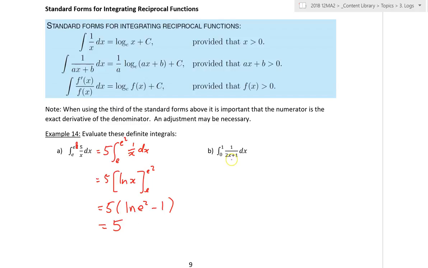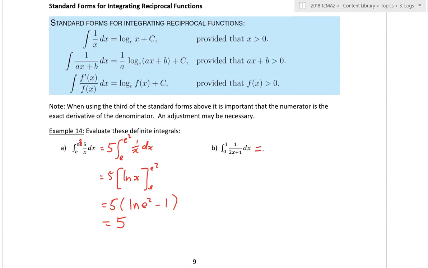Now, over here, I'm going to use this second of our standard forms. I don't have to do as much work as I did there, I guess. This is simply the log of 2x plus 1. Oh, no, it's not. It is 1/2. It's 1/2 times the log of 2x plus 1, 1/2 times the log of 2x plus 1, from 0 to 1.